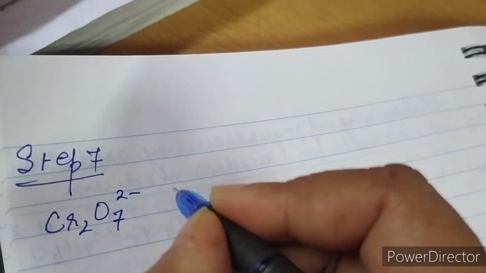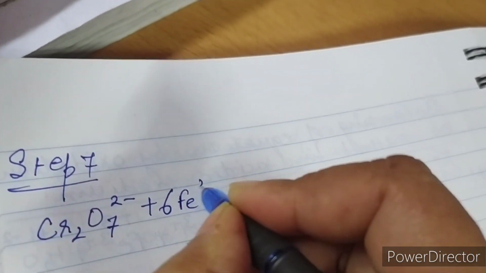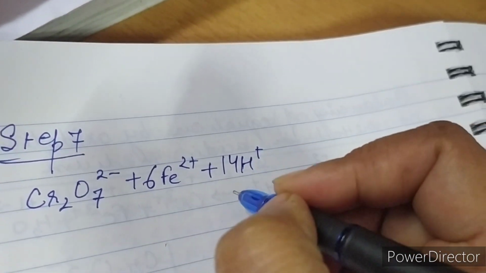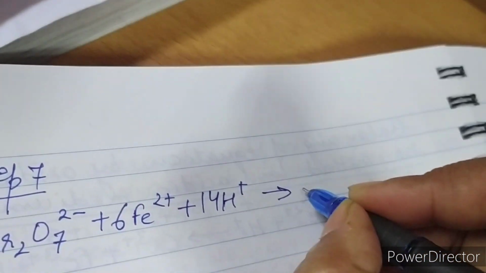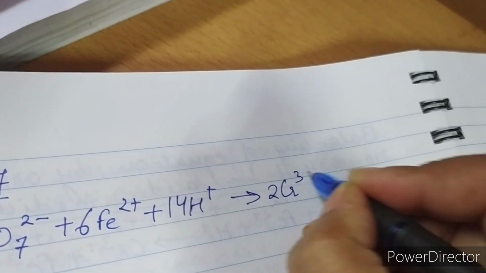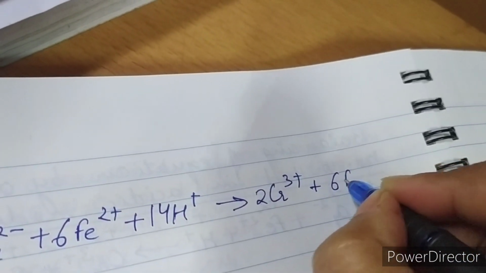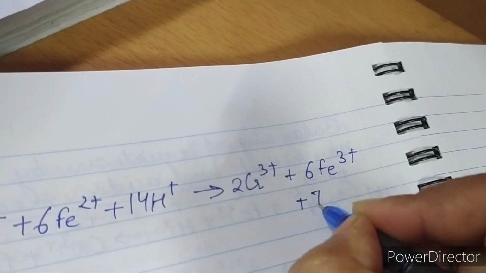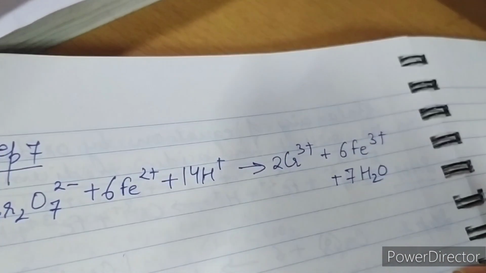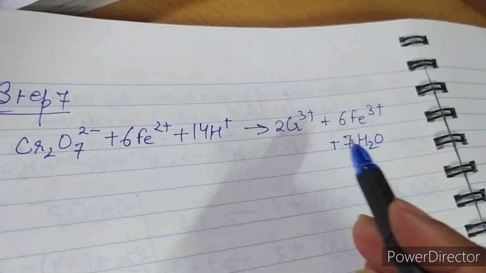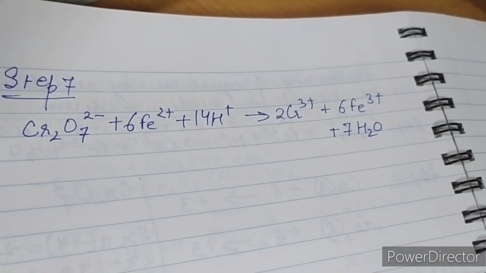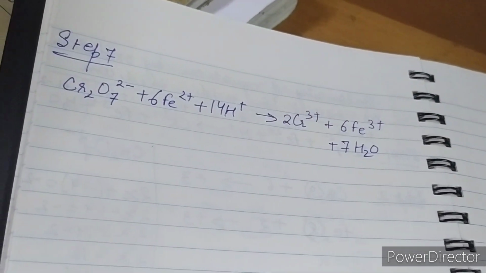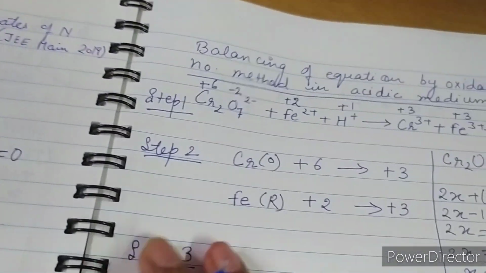Cr2O7 2- plus 6 ferrous ions plus 14 H+. I have added the 13 and 1 H+ ion to get 14 H+ ions, giving 2 chromium ions plus 6 ferric ions, and I have added 1 and 6 water molecules to get a total of 7 water molecules. So this is the complete balanced equation in the acidic medium. So these are the steps that we have to follow in balancing an acidic equation. You can just go through it once again.